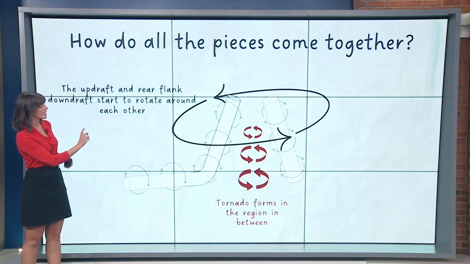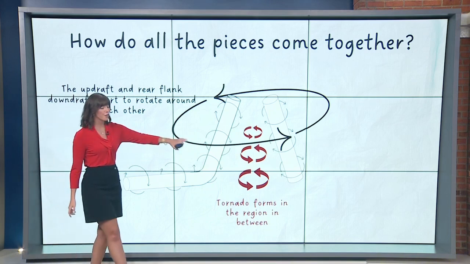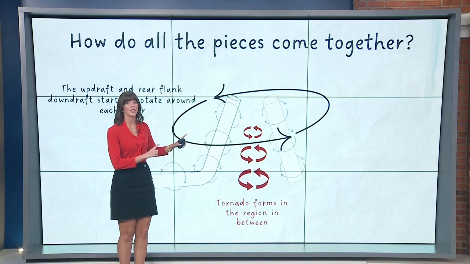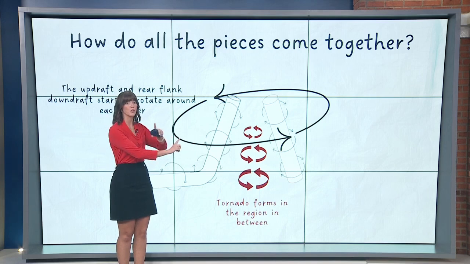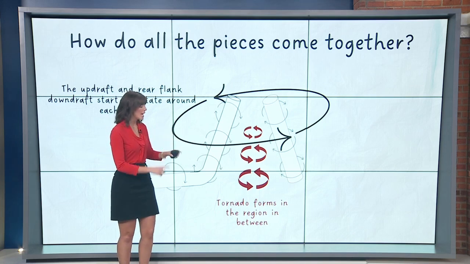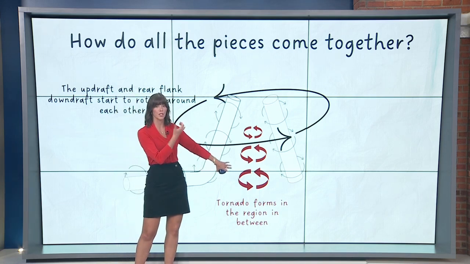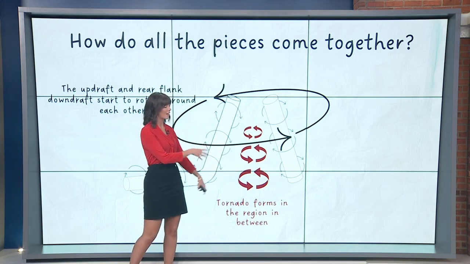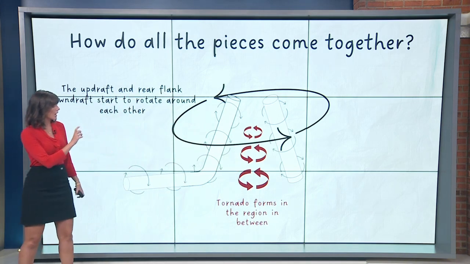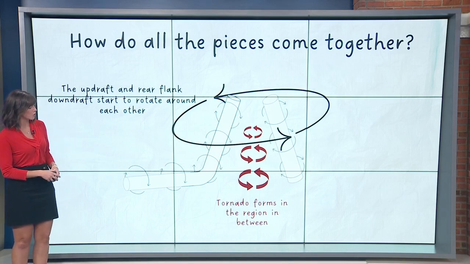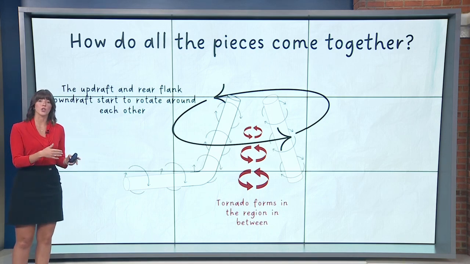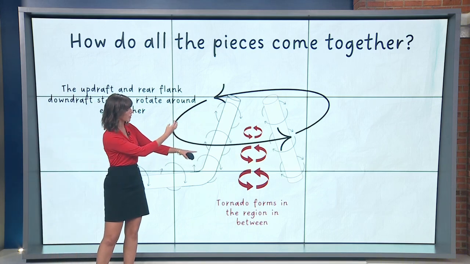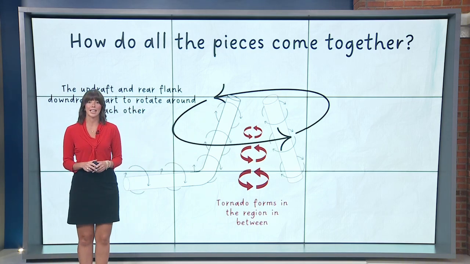Eventually, as it continues to mature, your rear flank downdraft, which is over here, and your rotating updraft, because they're rotating in opposite directions, are going to start to rotate around each other. And then right there in between how these are rotating, you're going to see this little funnel boundary in between the rotating updraft and that downdraft, and that's where you are going to see the tornado form. So that rotation is being brought down by your rear flank downdraft.